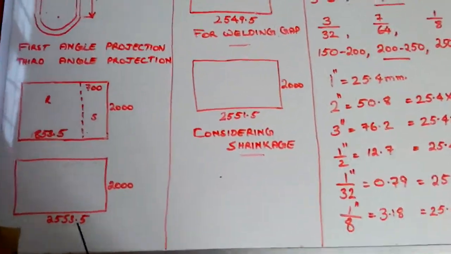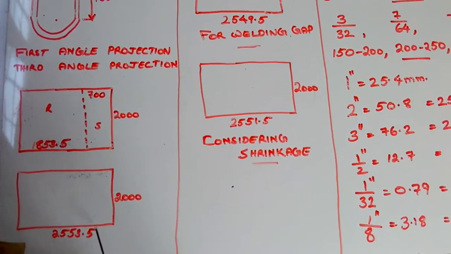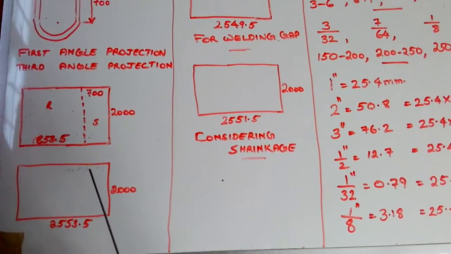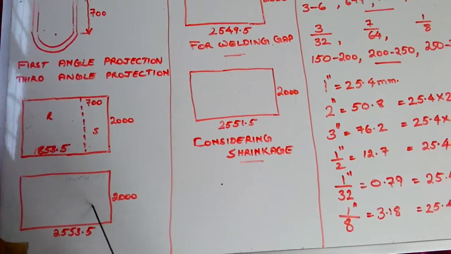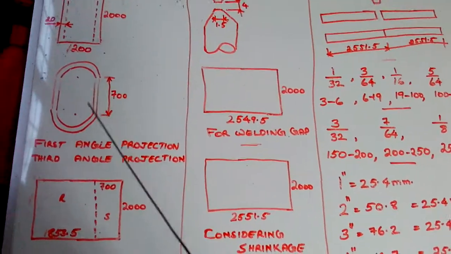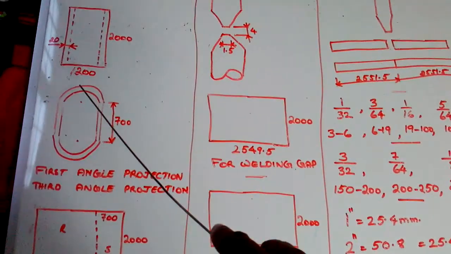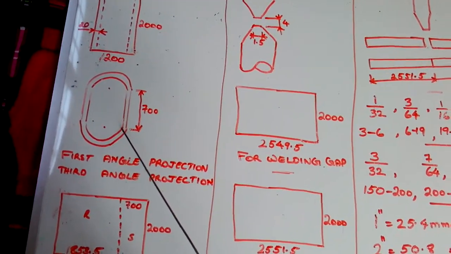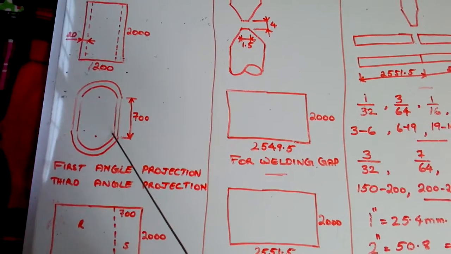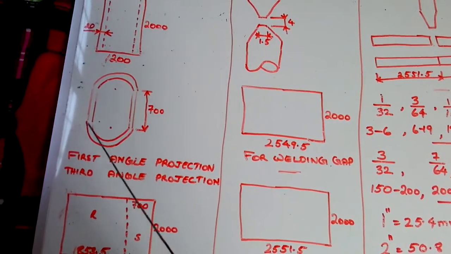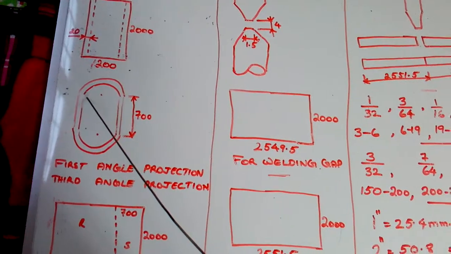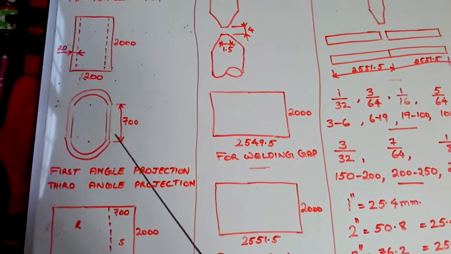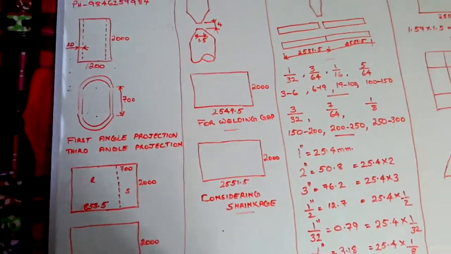That is 2553.5 into 2000. If we take this kind of development, two such plates have to be cut. If we cut them, we can make this kind of job. One rolled job will reach from here to here, and the second rolled pattern development will reach from here to here. Here one joint comes, here one joint comes. If we weld these two joints, we will get this kind of one job.